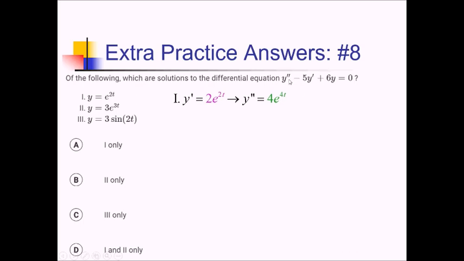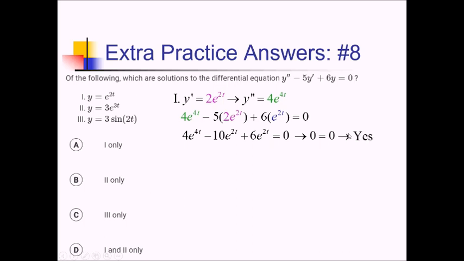So we've got y double prime, which is this 4e to the 2t, minus 5 times this y prime here, 2e to the 2t times 5. And then we have plus 6 times the original, 6 times e to the 2t, equals 0. So doing a little algebra here, we've got 4 minus 10e to the 2t plus 6e to the 2t. And let's see here, negative 6e to the 2t plus 6e to the 2t comes out to 0. So we end up with 0 equals 0, which is a true statement. So this is going to be a yes for option number 1.